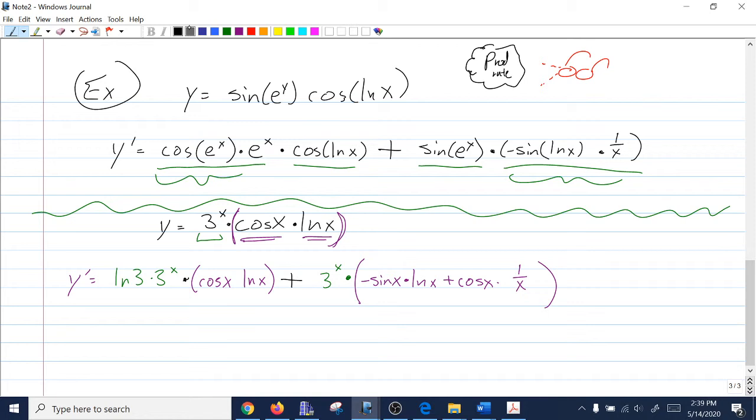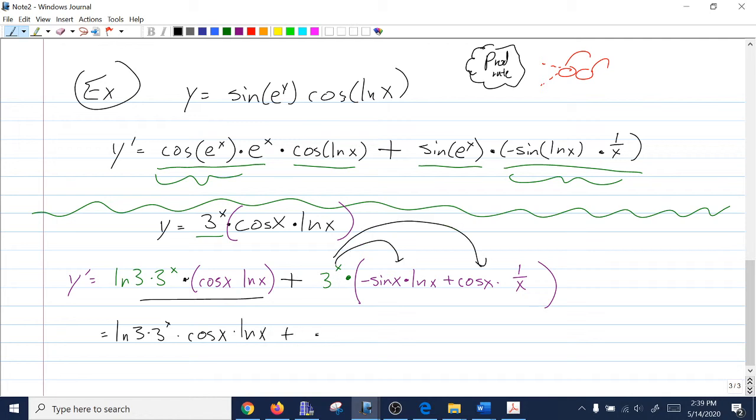Okay, but because we want to say what is the triple whammy product rule, we're gonna simplify this. What do I get? I should not have erased that. I FOIL this out. Well, there's nothing to FOIL. It's ln 3 times 3 to the x times cosine x times ln x. Plus, now this one I do FOIL out. The 3 to the x hits the first part. I get 3 to the x times negative sine x times ln x. Plus, when it hits that one, I get 3 to the x cosine x 1 over x.